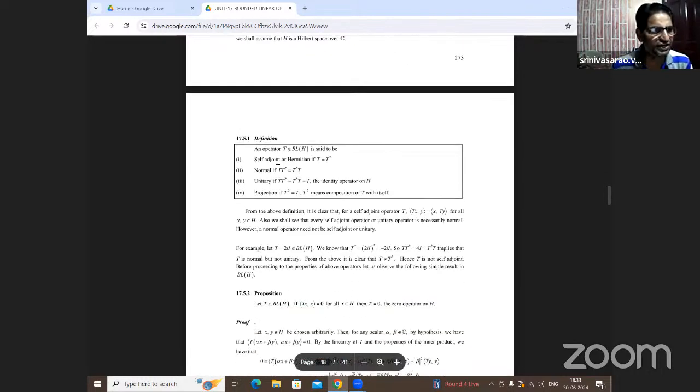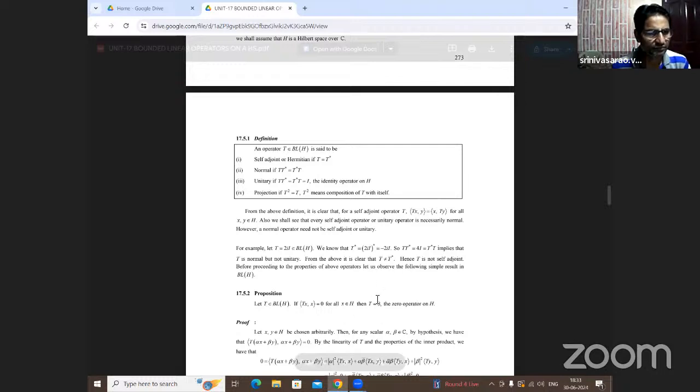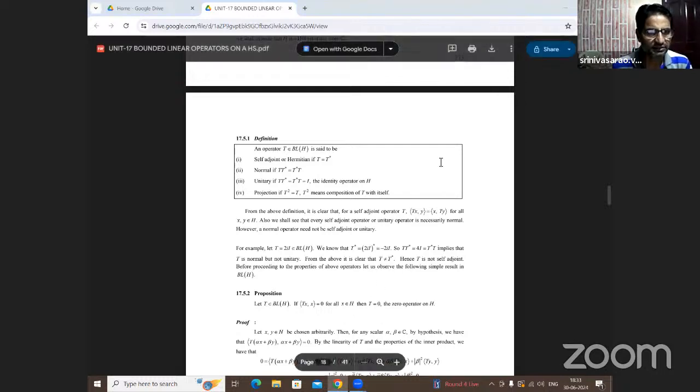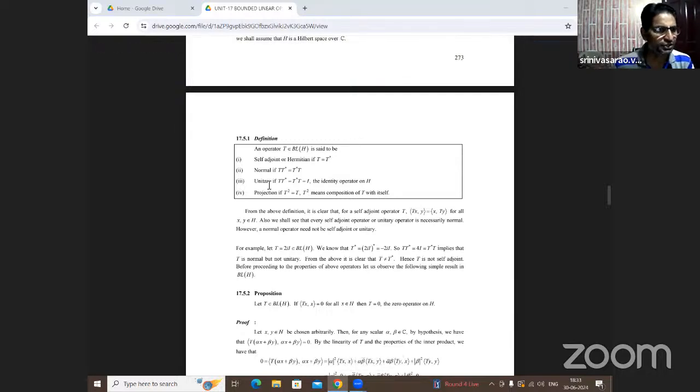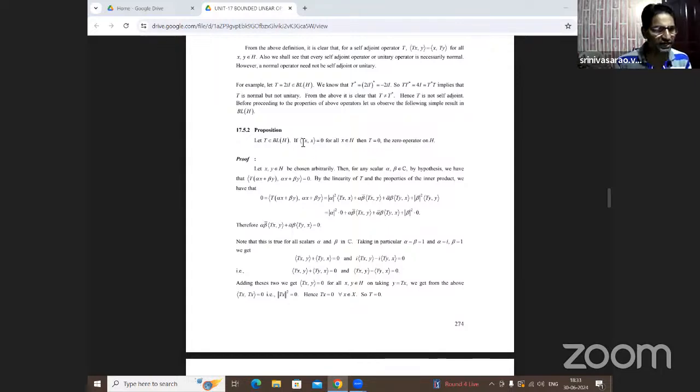Now, definition of self-adjoint, normal, unitary, 17.5.1. Through the operators, how do we define self-adjoint? Simply, that is called Hermitian: T equal to T star is called Hermitian. T T star equal to T star T is called normal. Unitary is T T star equal to T star T equal to I. Projection is T square equal to T. Okay. Now, 17.5.1 is important.